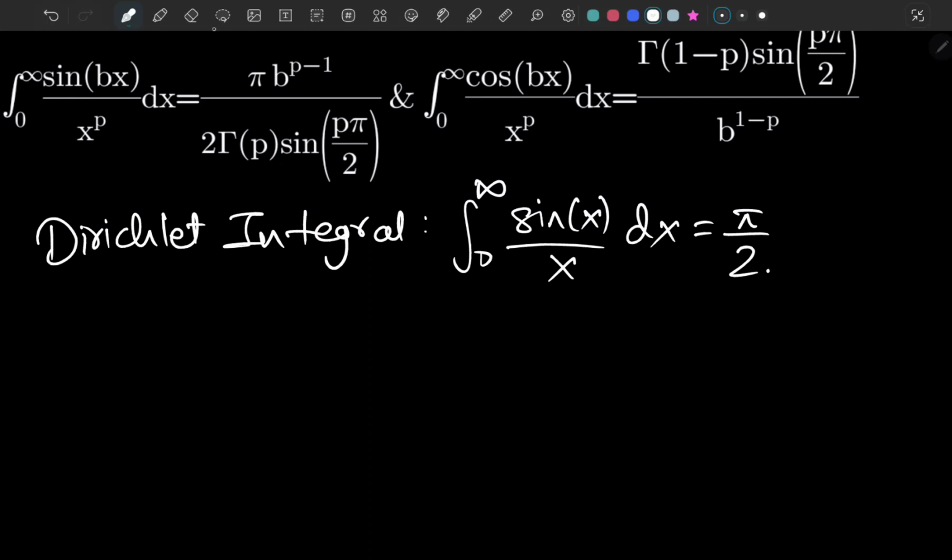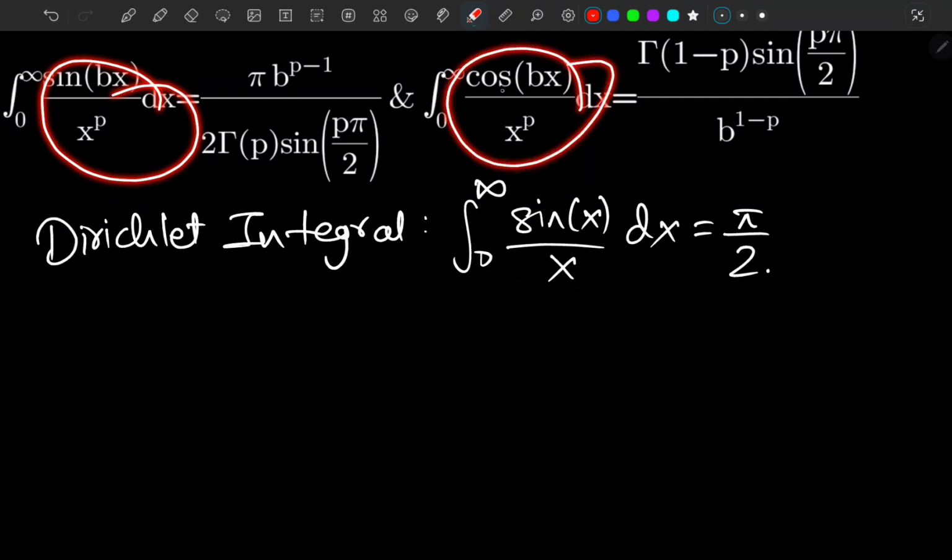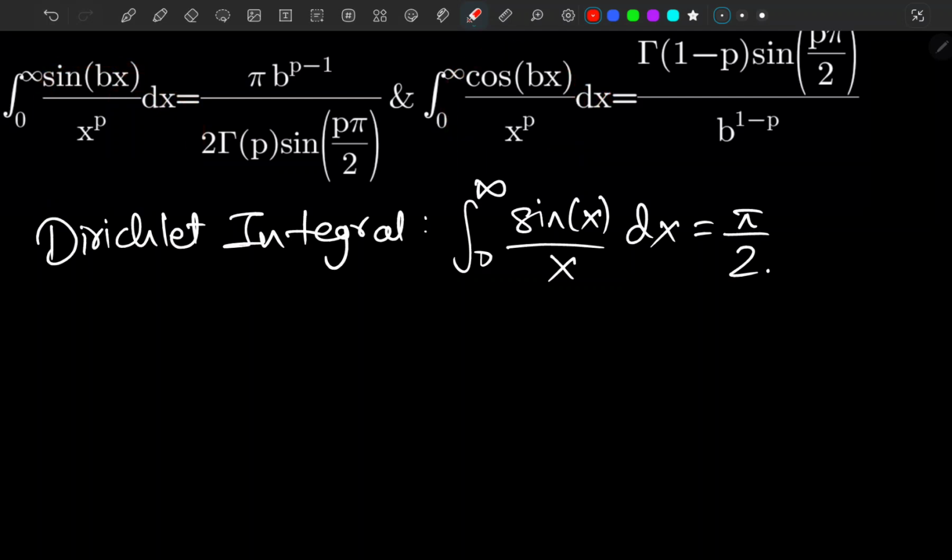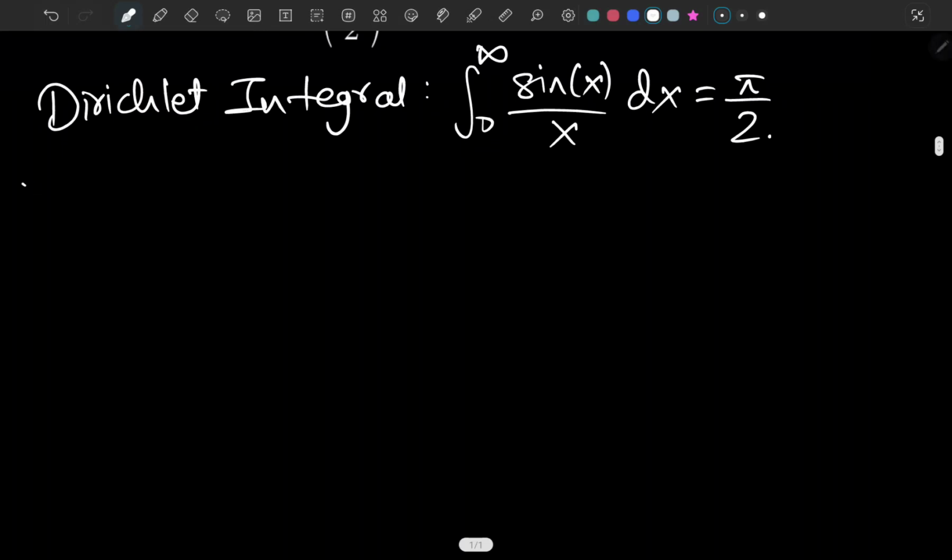Today's video is going to be amazing, obviously, because we are going to generalize that integral, and we'll even play around with the cosine way as well. So let's talk about this. Proof. Basically, we are going to begin our journey from the gamma function.